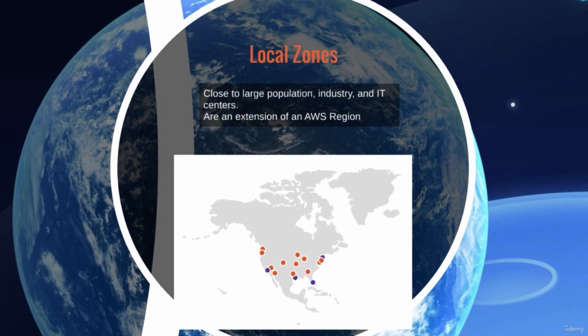Local zones are located close to large cities, industry and IT centres, and can provide the lowest latency within that specific area. For example, if your business is located in Los Angeles, you may want to have your infrastructure located within that local zone. Local zones operate as an extension of an AWS region and also have multiple availability zone capability for high availability.